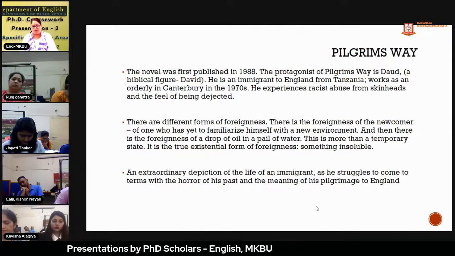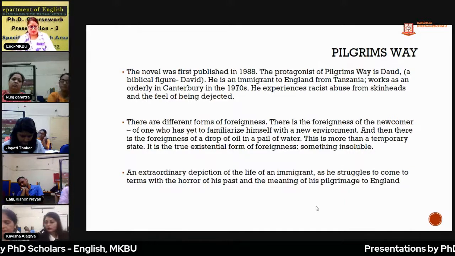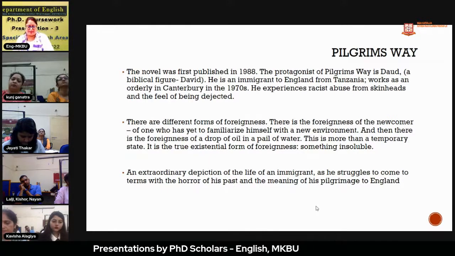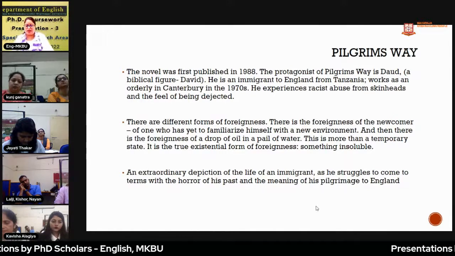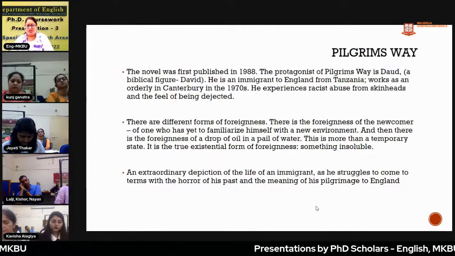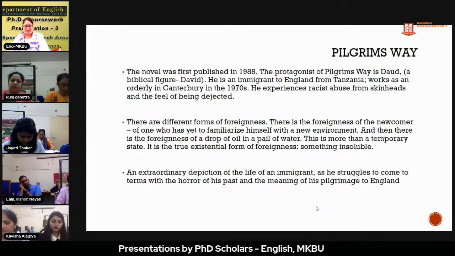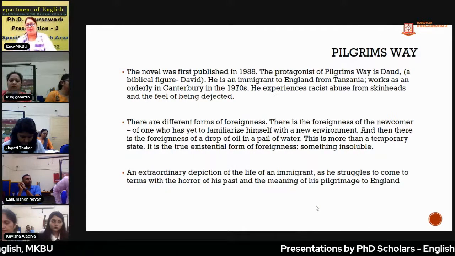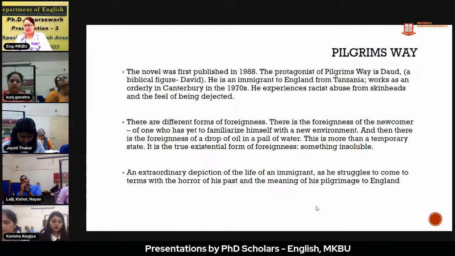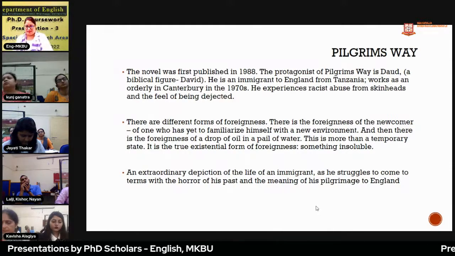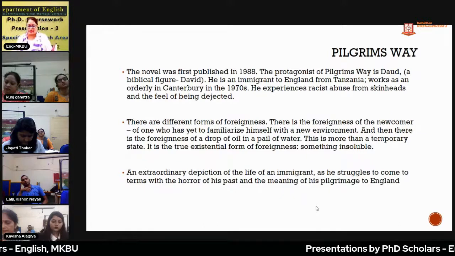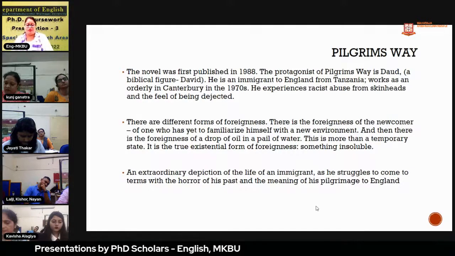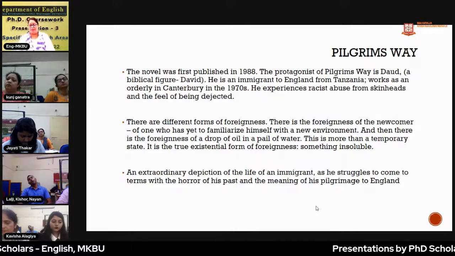I truly agree with a lot of my reading of post-colonial writers and diasporic writers. This thing we find many times, and most of the times, I must say, that is the metaphor of oil in a pail of water that can never dissolve with each other. The migrated people, the minority or subaltern class that migrated to a host land, can never be part of that complete or entire culture and society or nation forever. So the binaries and the boundaries always remain there. It is an extraordinary depiction of the life of an immigrant as he struggles to come to terms with the horror of his past and the meaning of pilgrimage to England.